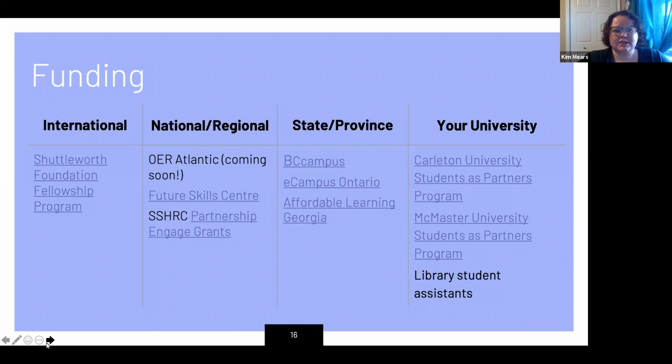The Future Skills Centre is a Canadian organization that has several Canadian institutions that can apply for grants. And then also the Social Sciences and Humanities Research Council, also colloquially known as SSHRC. They provide partnership engage grants. There's also Affordable Learning Georgia. That is also a statewide initiative. So like I've mentioned, there's plenty more. I just wanted to mention a few.